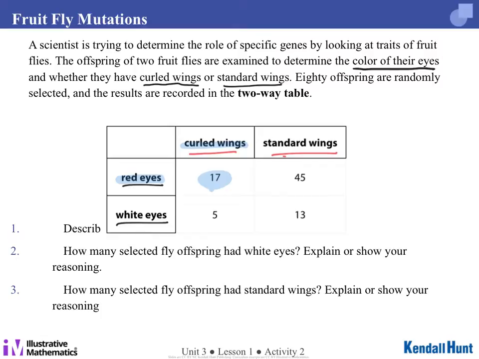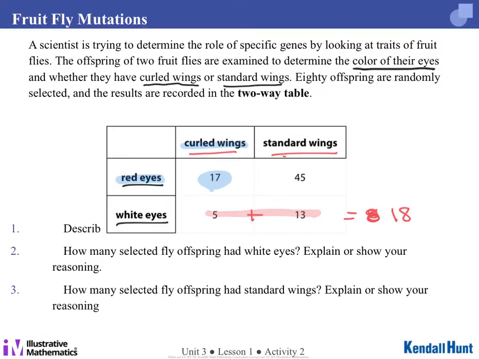And the second question, how many selected fly offspring had white eyes? So when we're looking for white eyes, we're looking for a total of how many white eyes we have here, which we would just add, and 5 plus 13 is equal to 18. Okay, and then explain or show your reasoning. So we just showed it. We added our 5 and our 13 there.